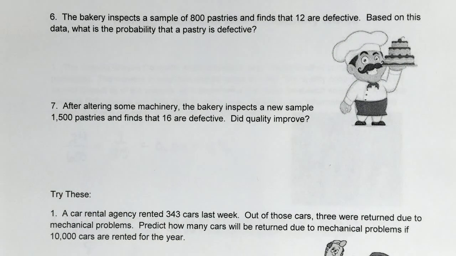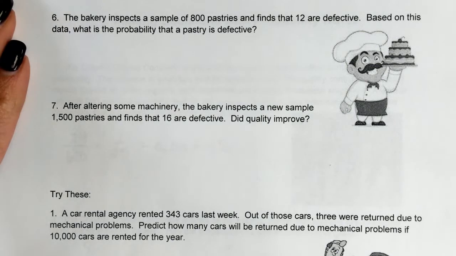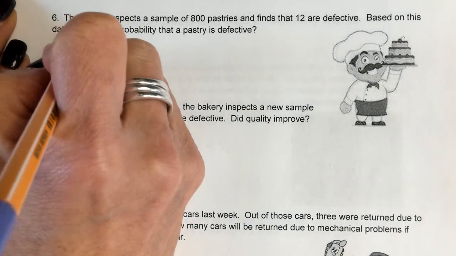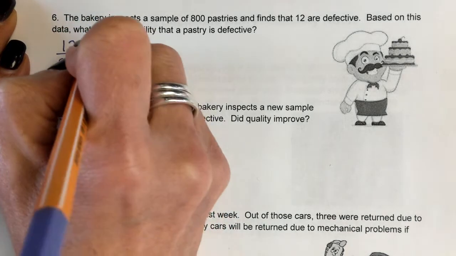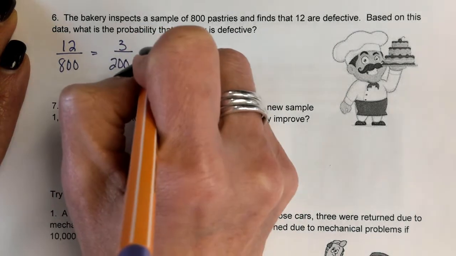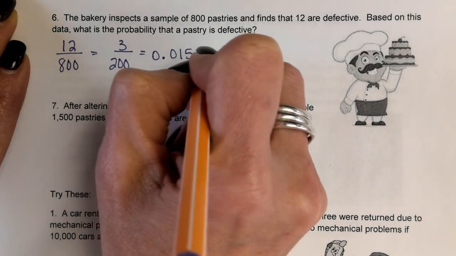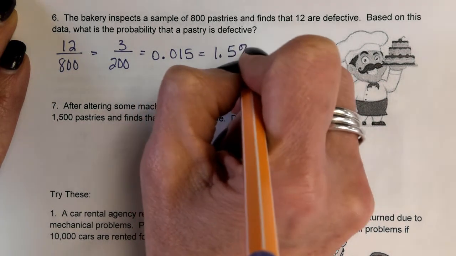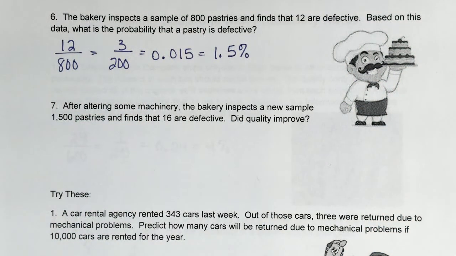So the first question: a bakery inspects a sample of 800 pastries and finds that 12 are defective. Based on this data, what is the probability that a pastry is defective? By a defective pastry, guys, we could mean that it's not the right size, maybe it didn't get icing, maybe it didn't bake correctly, so that would be considered defective. So 12 out of 800 are defective. That reduces down to about 3 over 200. As a decimal, 0.015, or about 1.5%. You always want to make sure you reduce those fractions down.